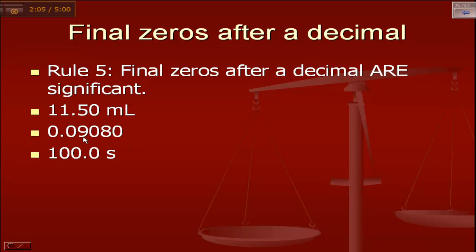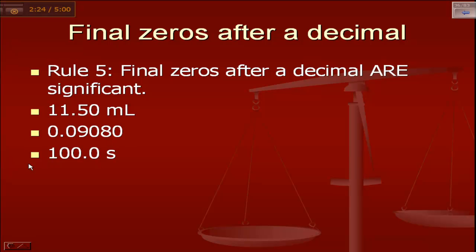In this second example, we have the 9 and the 8, which are significant. We have a sandwich zero, which is significant. And we have one final zero, which is significant. These 2 in the front are leading zeros. They are not significant, so we have a total of 4.